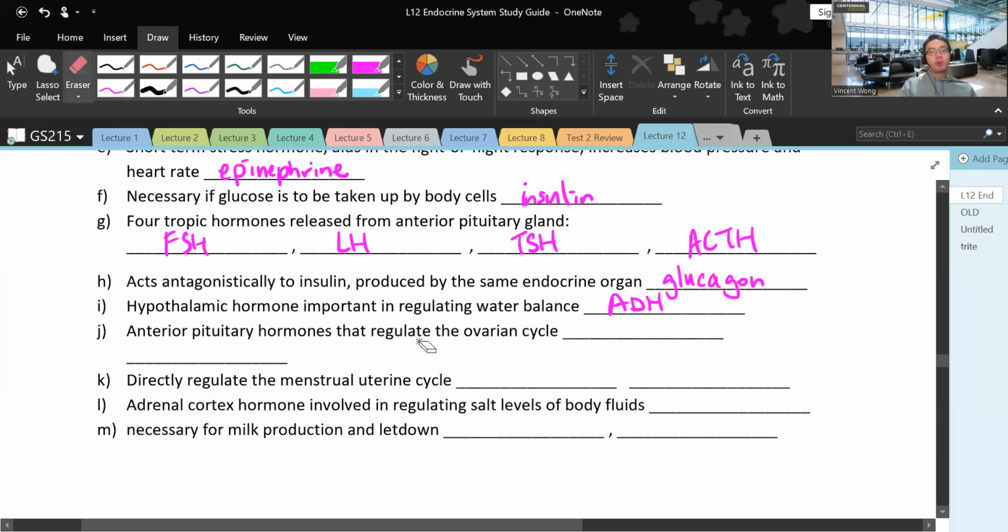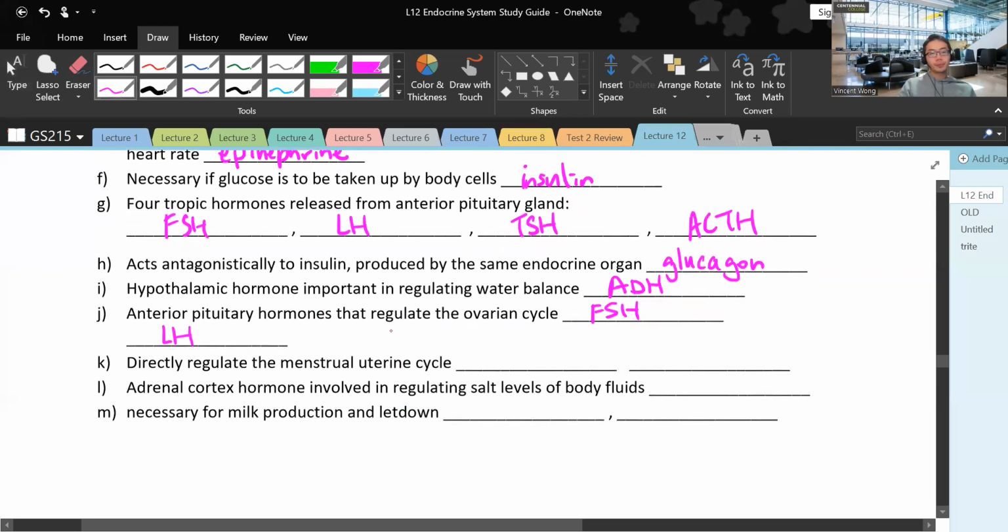Anterior pituitary hormone that regulate the ovarian cycle. Because it's from anterior pituitary gland, we know the question is talking about FSH and LH. Directly regulate the menstrual uterine cycle, as in like affecting the endometrium. That would be the estrogen and progesterone.